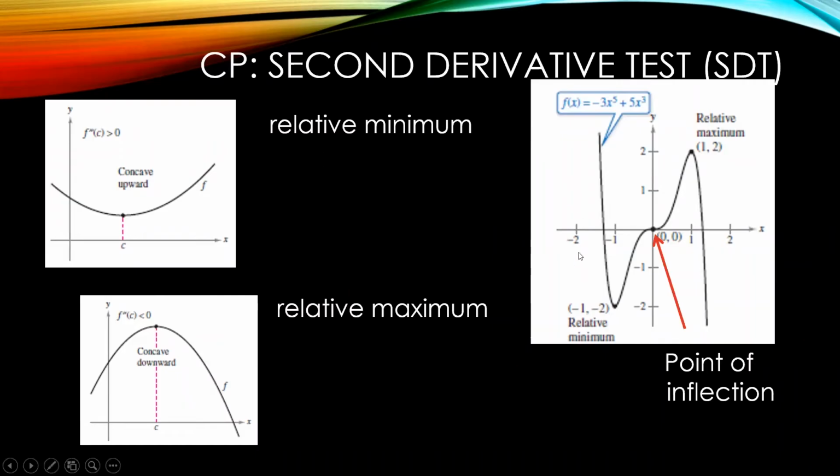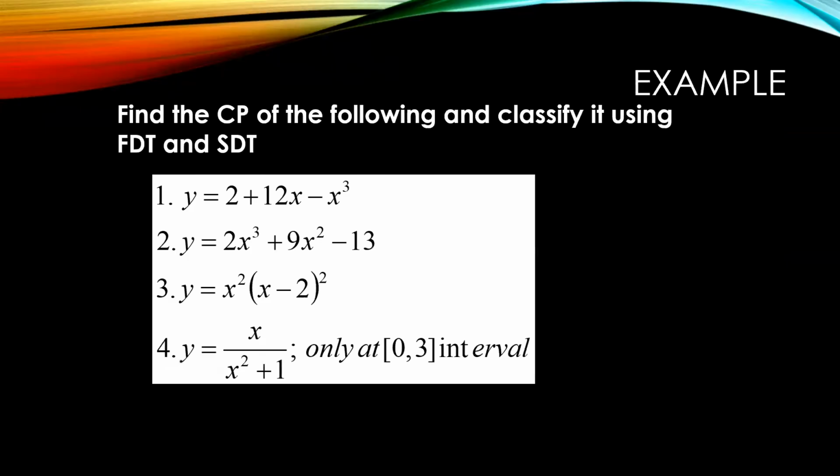Let's go to this graph. The graph of f of x is equal to negative 3x to the fifth plus 5x cubed. You can see it's a quintic, an equation of degree 5. You can see here that at a certain point, it is a minimum point, a relative minimum. At a certain point, there is a relative maximum here. And then in between them, there exists a point of inflection. Why is it a point of inflection and not just any point? Because at the right side and left side of it, it changes in concavity. Okay, so there are some examples.